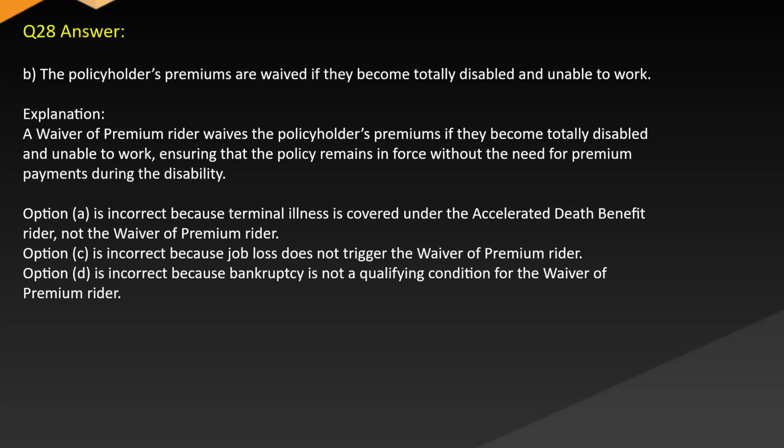Option A is incorrect because terminal illness is covered under the accelerated death benefit rider, not the waiver of premium rider. Option C is incorrect because job loss does not trigger the waiver of premium rider. Option D is incorrect because bankruptcy is not a qualifying condition for the waiver of premium rider.